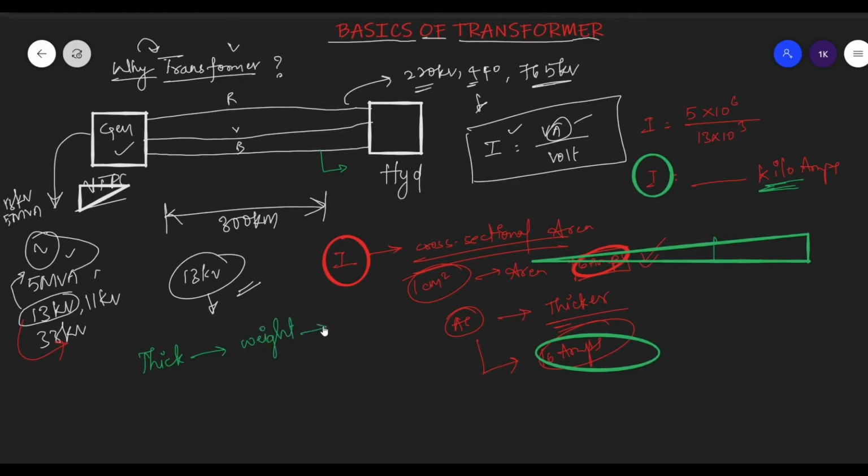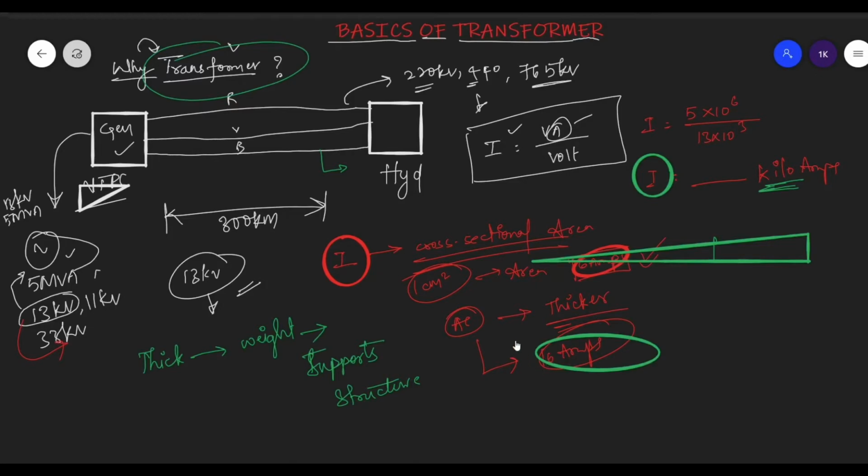If the weight of the conductor increases, then the supporting structures, that is the electrical poles, have to be built very strongly. So this is the reason we make use of one particular device called a transformer.